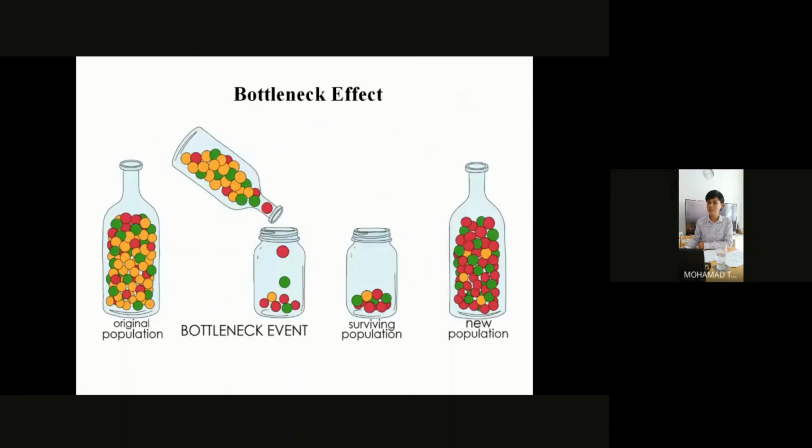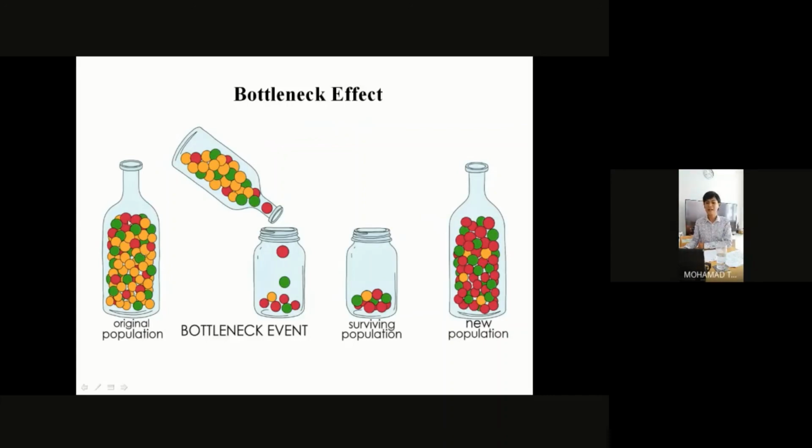So saya bagi contoh. Ini adalah punya bottleneck effect tadi kan. Nampak tak? Ini adalah pada populasi yang asal. Ada 3 warna marbles di dalamnya. Ada marbles kuning, marbles hijau dengan marbles merah. Okay, so but clearly, you can clearly see in the original population, yellow marbles is the dominant marbles, okay, yang paling banyak. Okay, and then followed by, kalau ikut sini, green, and then followed by red.